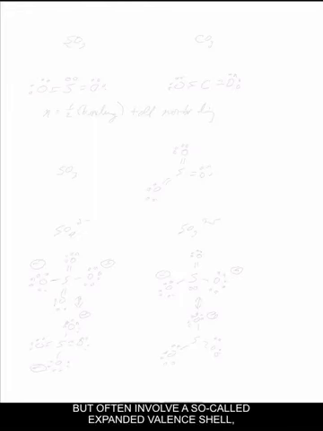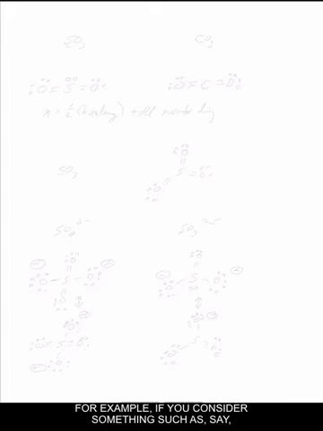I'll show you a few examples of writing Lewis structures for third, fourth, and fifth period elements, which often involve a so-called expanded valence shell. In other words, having more than 8 electrons in the outer shell. The atom that has more than 8 electrons in the outer shell will always be the central atom. This is the way this always works out.